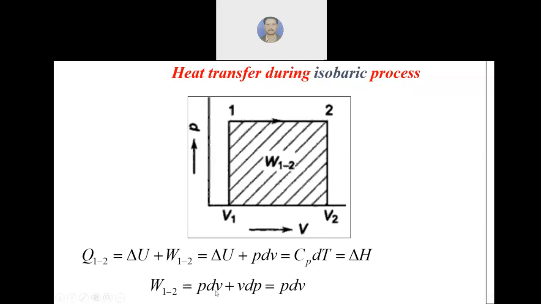Work done can be written as PdV plus VdP, which means differentiation of two products. P and V are two products, we are taking differentiation, so PdV plus VdP. Now because it is a constant pressure process, isobaric, this dP will become 0. You are left with only PdV. That's why here in place of work done you have replaced with PdV. And summation of this gives CPdT, which in turn equals delta H, where H is nothing but change in enthalpy. Okay.